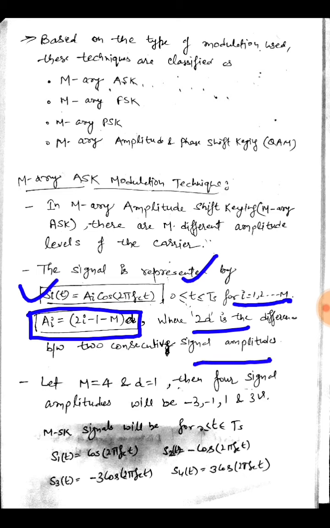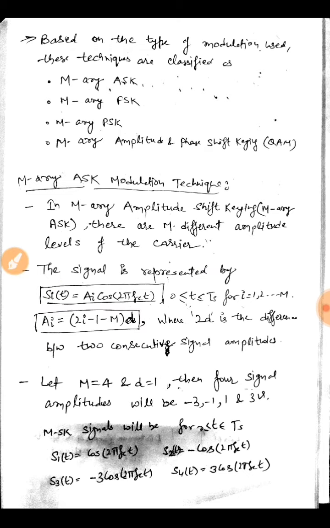So this is how we can generate the 4 levels if it is a 4 level scheme, and if it is an M level scheme, then A_i would be (2i - 1 - M) multiplied by d. 2d is the difference between two consecutive signal amplitudes. So i can range from 1 to M, and M is the number of levels. M would be 4 if it is a 4 level scheme, and if M is 8, then it will be an 8 level scheme. So let M be equal to 4 and d equal to 1.